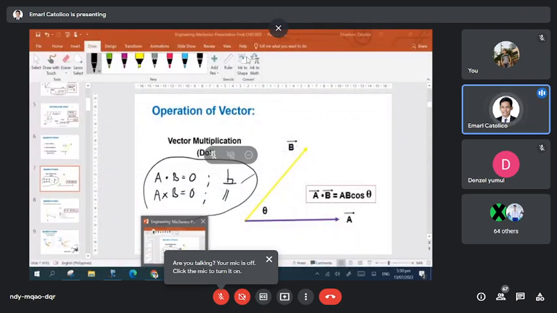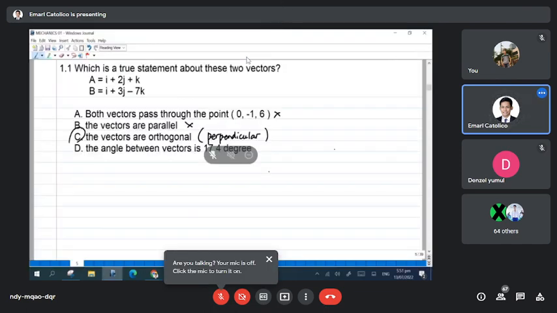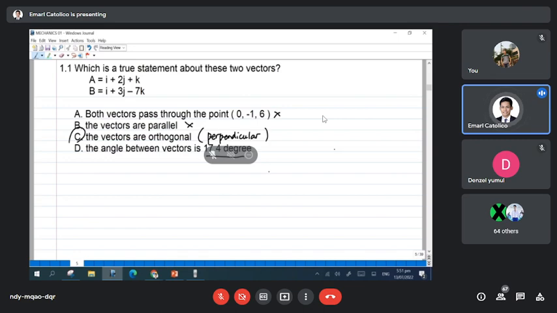Okay. Then letter A, X na rin. Then letter D, try niyo yung angle. Kung 17.4 ang lalabas, edi mali yung tanong. Pero hindi 17.4 yan. Na-check ko na yan. So, correct answer dito is letter C. The vectors are orthogonal. Okay, so next tayo.